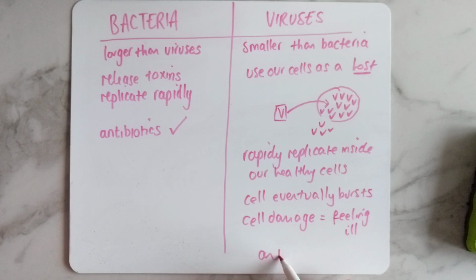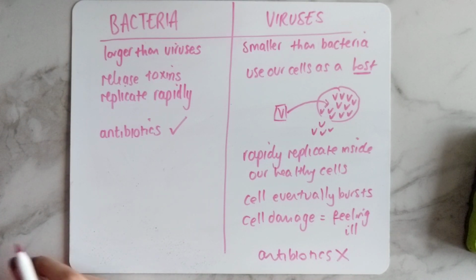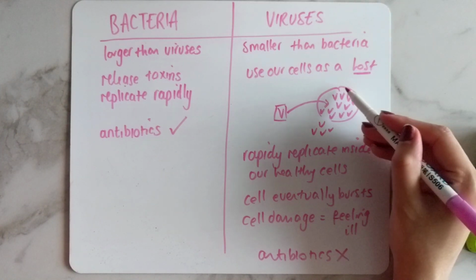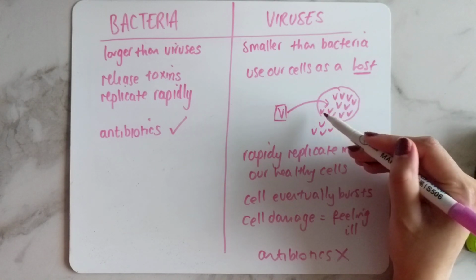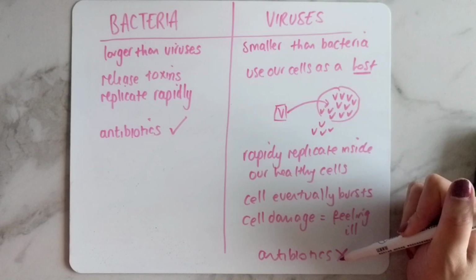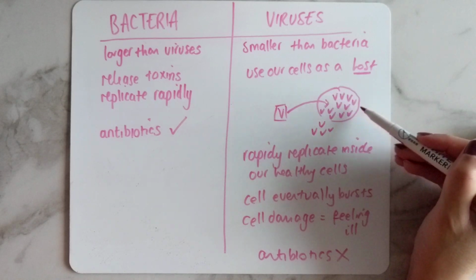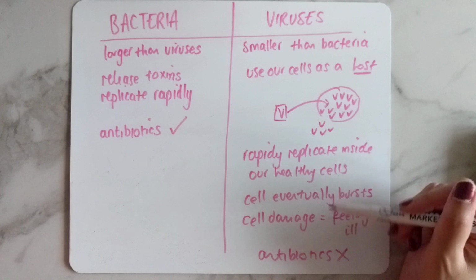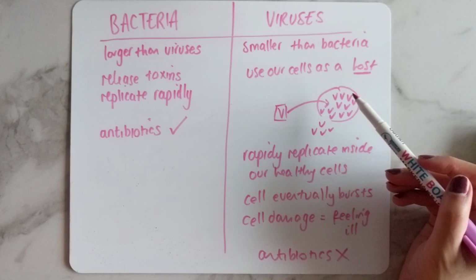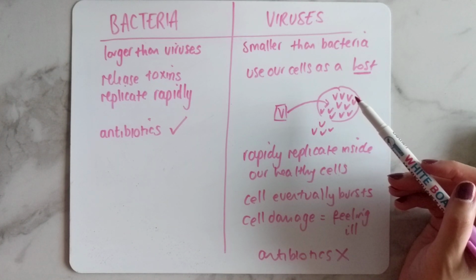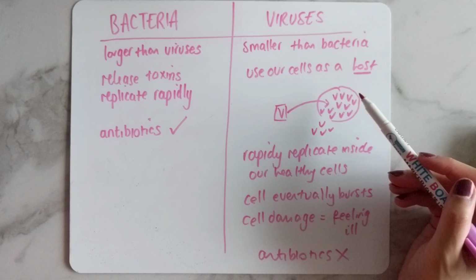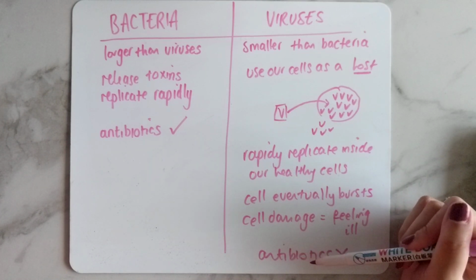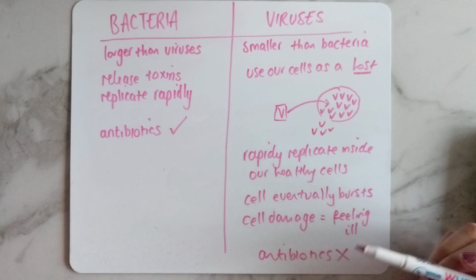So antibiotics do not work against viruses, and the reason for this is because we would have to kill our own healthy cells in order to kill the viruses, and antibiotics do not kill our healthy cells and cannot kill our healthy cells in order to get to the viruses. If you've got a viral infection, you have to just let your own white blood cells and your own immune system fight off the infection, as opposed to taking this kind of medication, because it will not work.